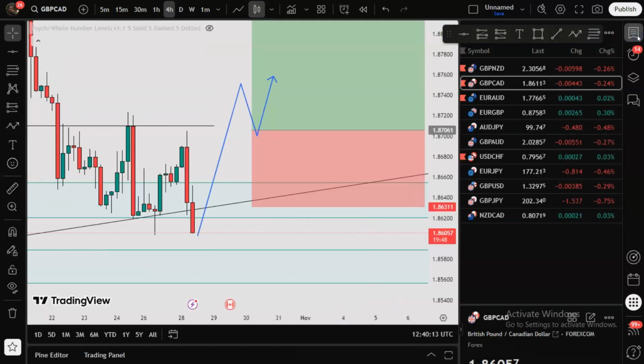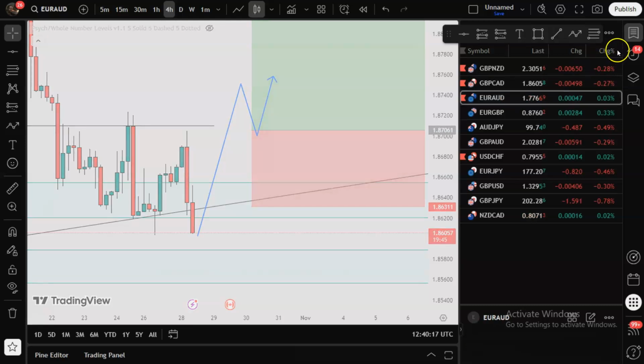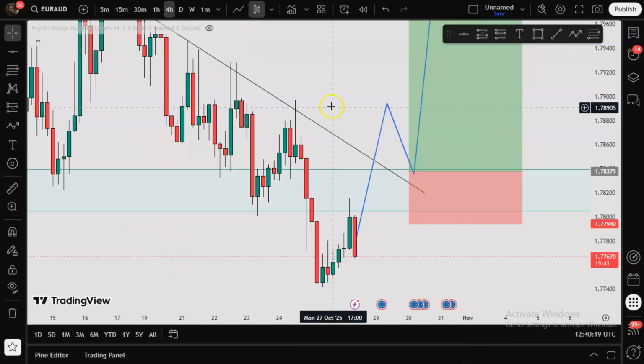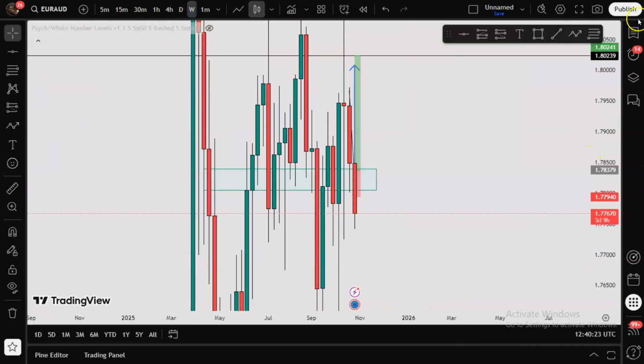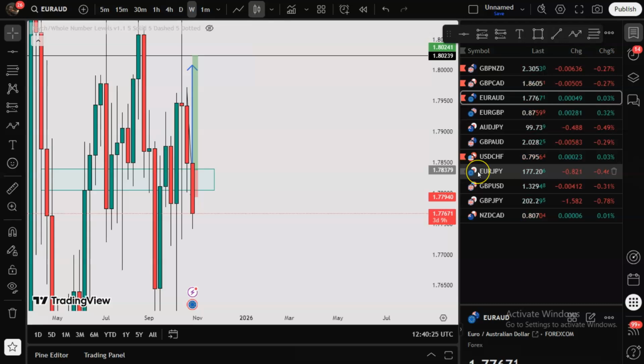British pound CAD and Euro AUD, the same thing, the same scenario I've been teaching. So this is it.